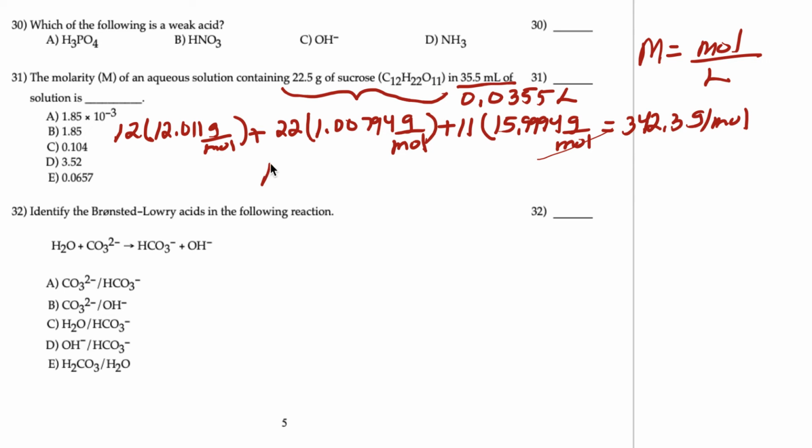So we want to know the molarity. So the molarity, well, first we have to find the moles of sucrose. So that'd be 22.5 grams of sucrose, and we'll go ahead and divide that by the molar mass.